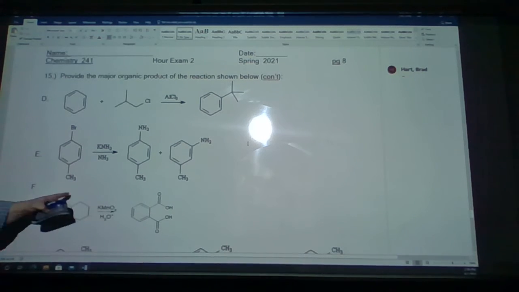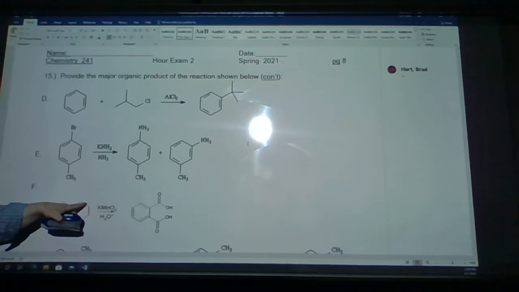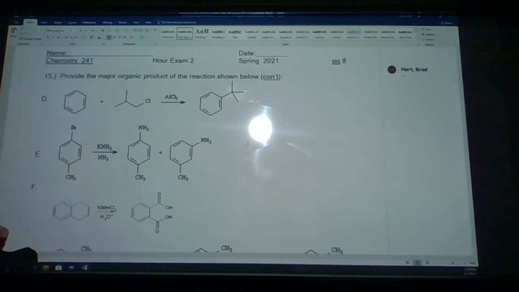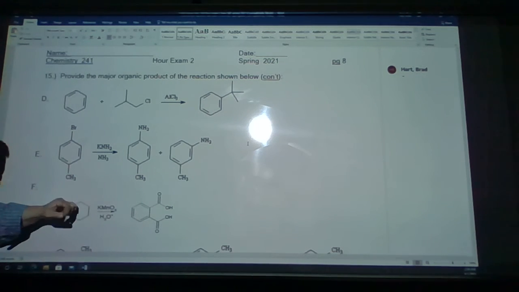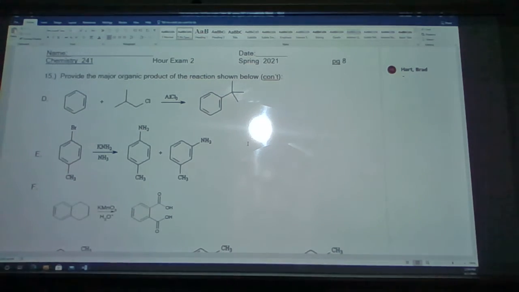F, we are reacting this cyclic system with potassium permanganate. Those carbons that are directly attached to the aromatic rings are most susceptible to oxidation, these benzylic positions. So the potassium permanganate chews open these carbon positions right here that are immediately attached to the aromatic ring to give you the corresponding carboxylic acid. Therefore, you have the benzene dicarboxylic acid as your product.